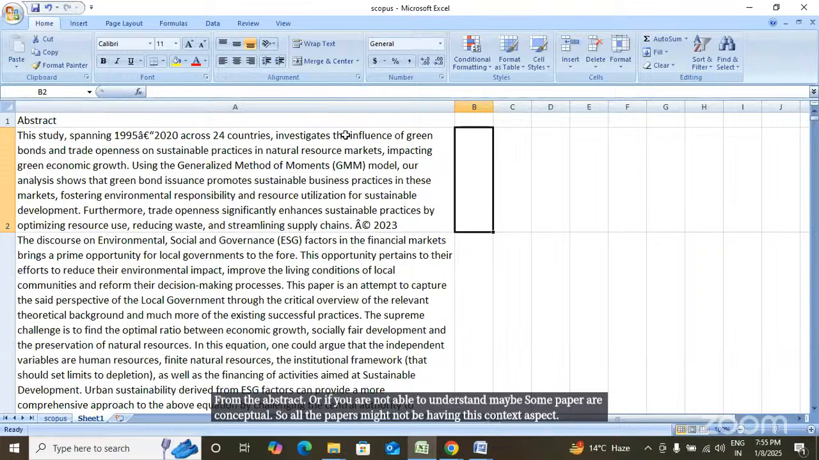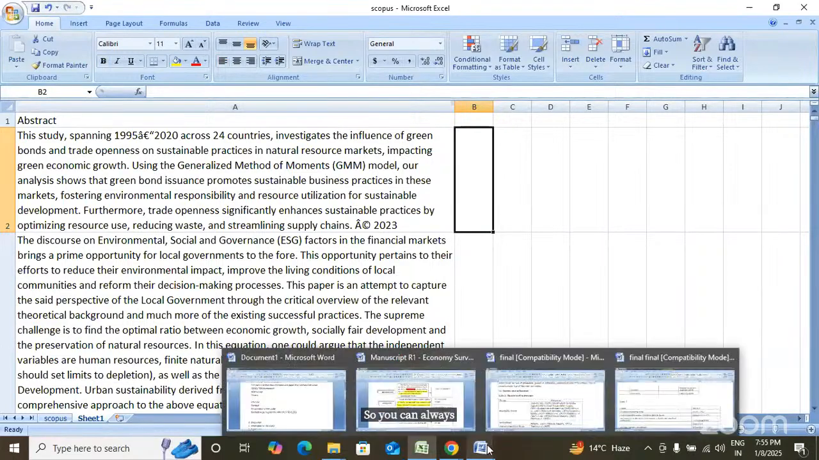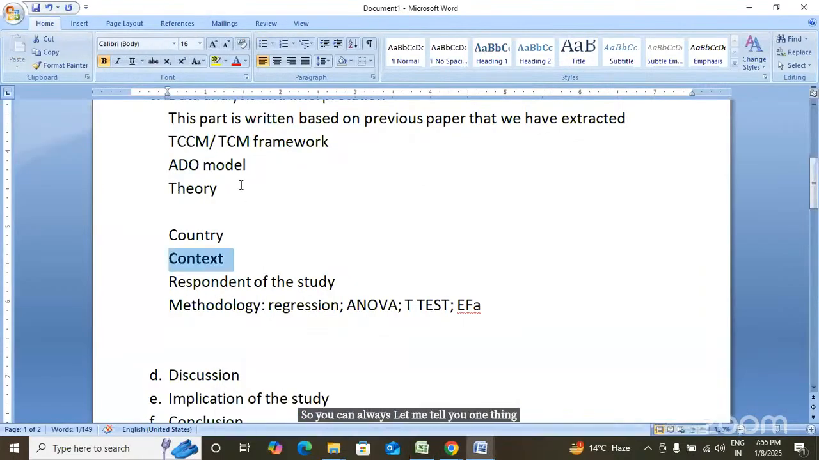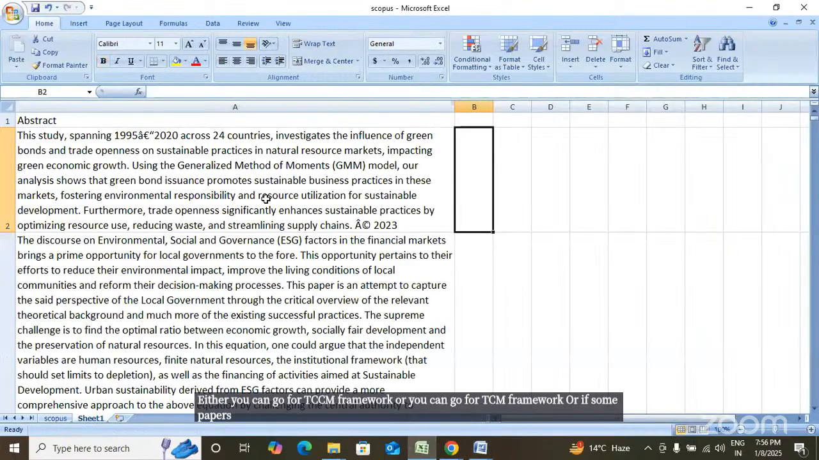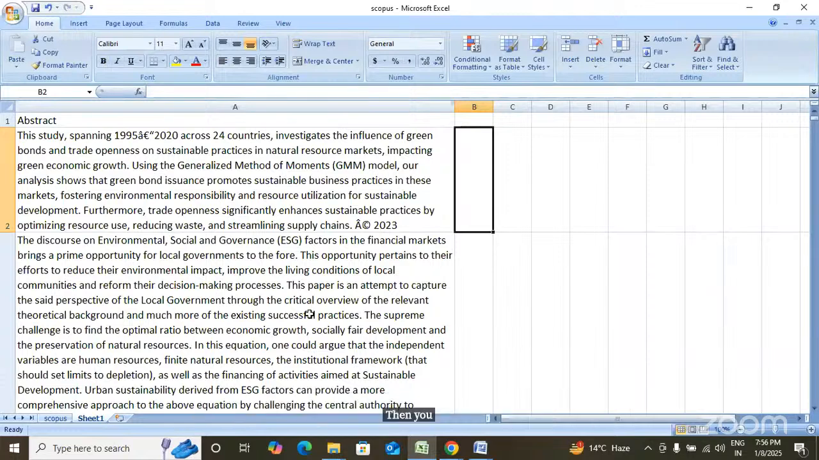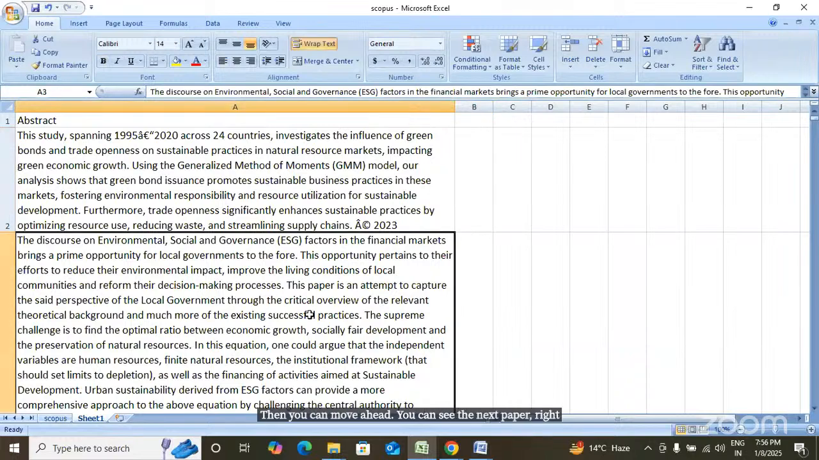So let me tell you one thing, you can always skip this. Either you can go for the TCCM framework, or you can go for the TCM framework, or if some papers do not have context, then you can move ahead. You can go for the next paper.